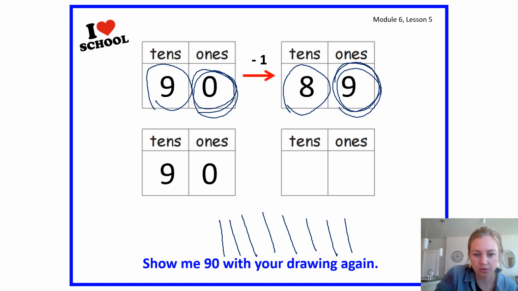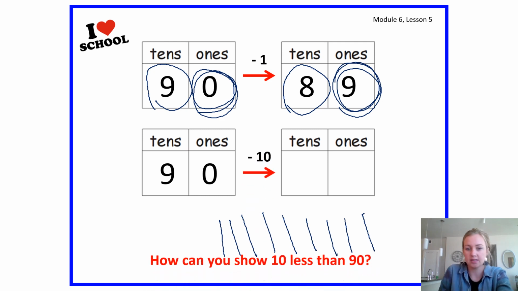I want to make sure that I have 9 tens. 1, 2, 3, 4, 5, 6, 7, 8, 9. Perfect. This time I want to take away a 10. Remember, when I take away a 10, I just cross it out. So now, how many 10s do I have left? Get ready. Yes, 8 10s. How many ones do I have? 0. I have no ones left over.